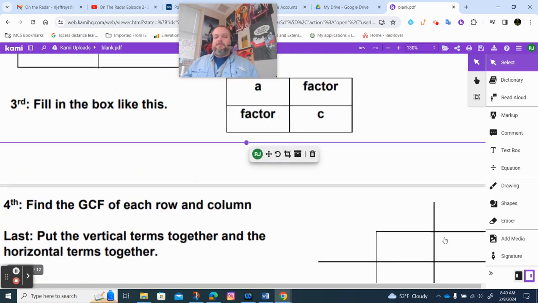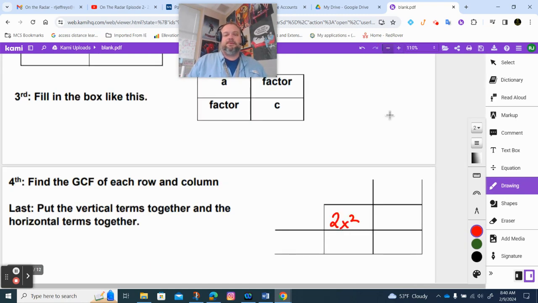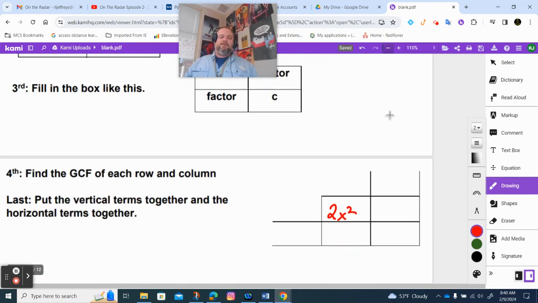So our A term, we're going to write 2x squared. Our C term was 9. Now, on our factors, like we had 3 and 6, it doesn't matter where we put them. You can be willy-nilly where you put them. One has to go here, one has to go here.